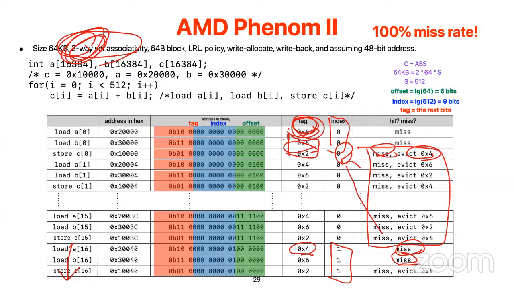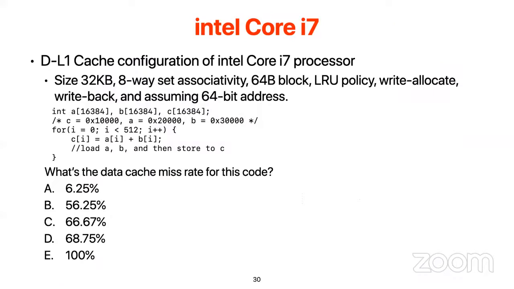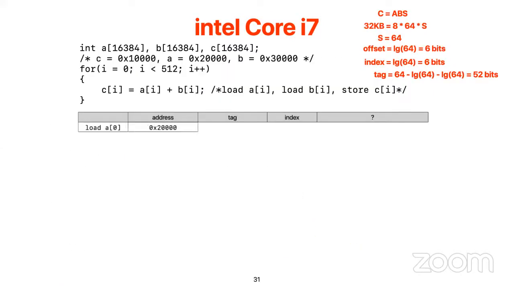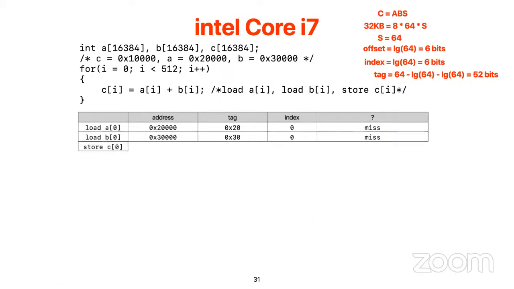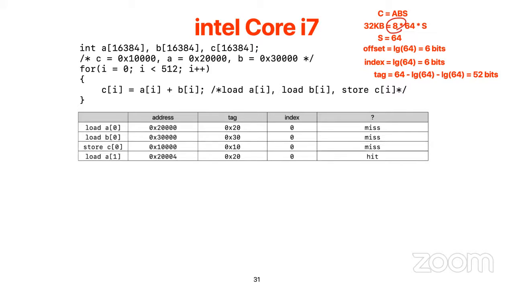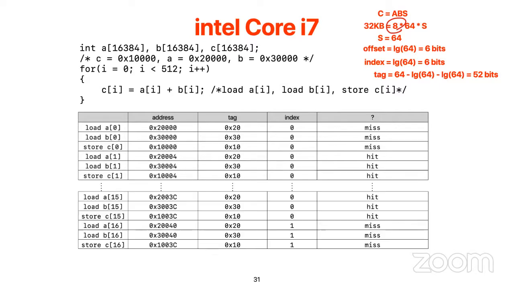So if you are a careful programmer, you should never write this piece of code on this processor. However, if you have an Intel processor, it's very safe to write this, because when you go through the third address, we have 8 ways in the Intel Core i7 processor, so the same index can accommodate 8 different blocks. Although this is a miss, nobody gets evicted, so the rest of them would be hits, and the hit rate of this piece of code is 93.75%.